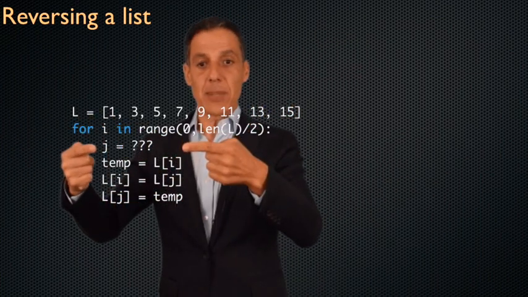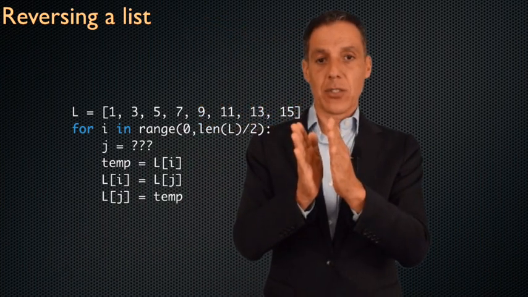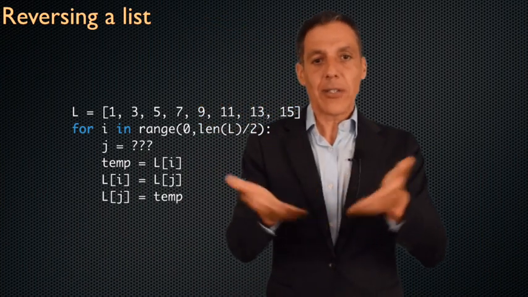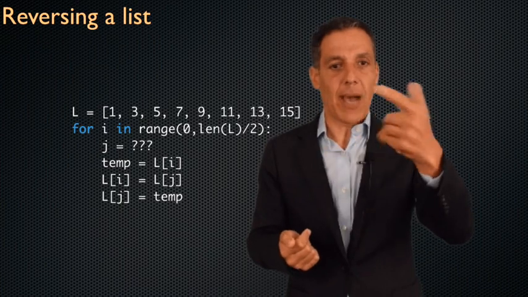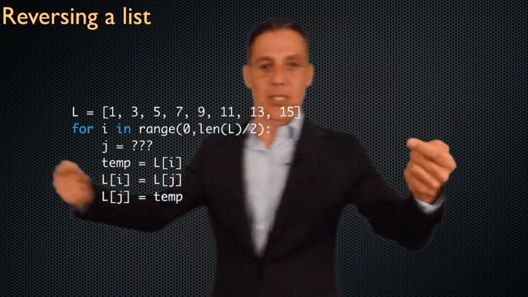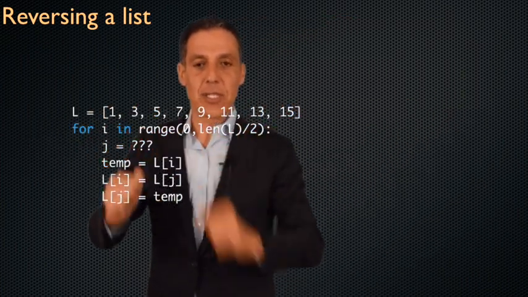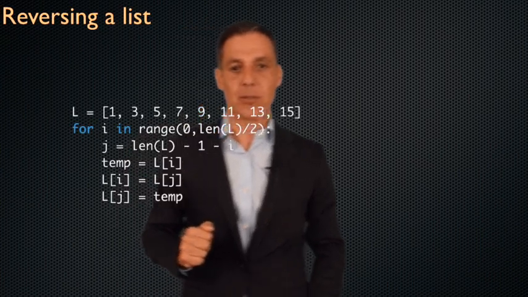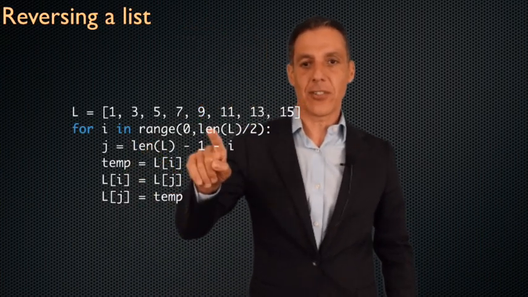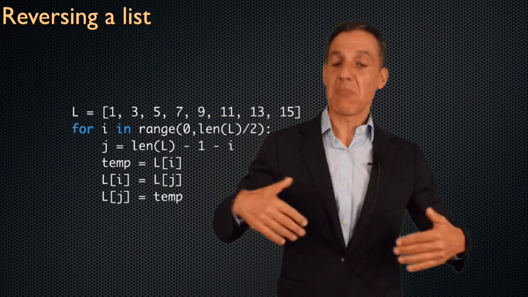What do I want j to be? I want it to be the corresponding value at the end of the list. Well, I already know how to do that. It's the length of the list minus 1 minus I, because I is taking on, again, the first 4 integers starting at 0. So j is just the length of the list minus 1 minus I, and then we're home.